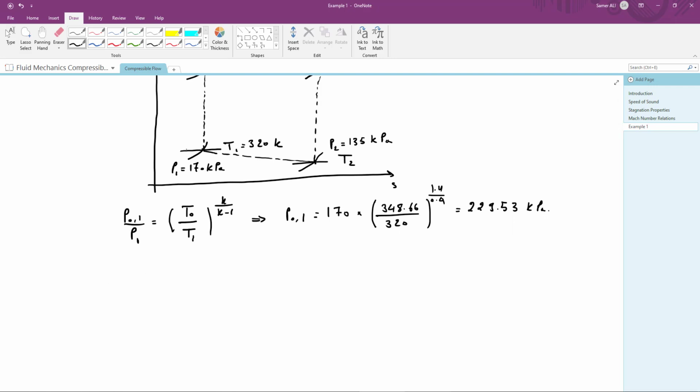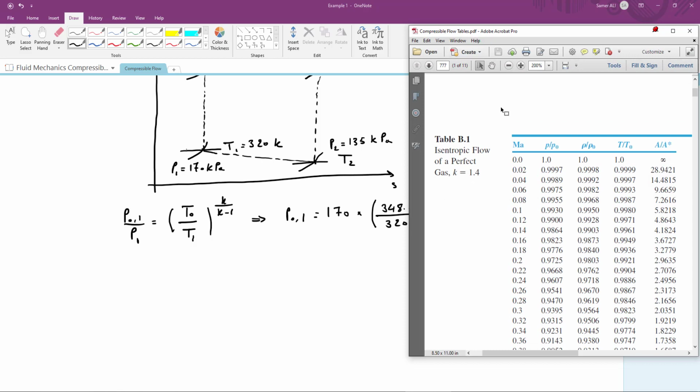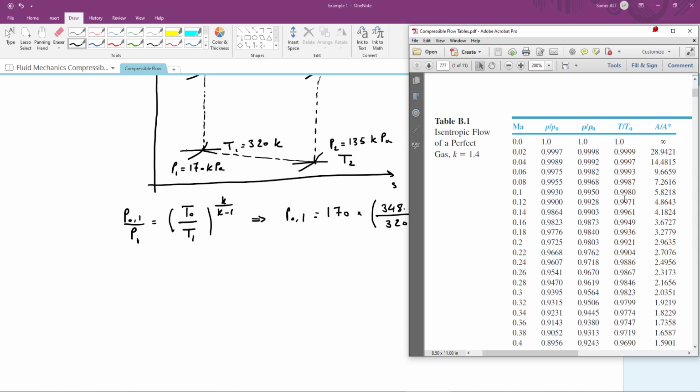So if you go ahead and open the compressible flow tables PDF, to find the P01, since we know the temperature T1 and we know T0, we can calculate the ratio T1 over T0. For this ratio, you can search in column number 4 for the value of T1 over T0, and you can read the corresponding P over P0 ratio. When you read the corresponding P1 over P0, since you know P1, you can find P01. Okay, so let's see how to do this.